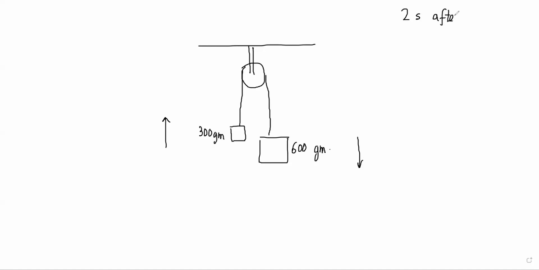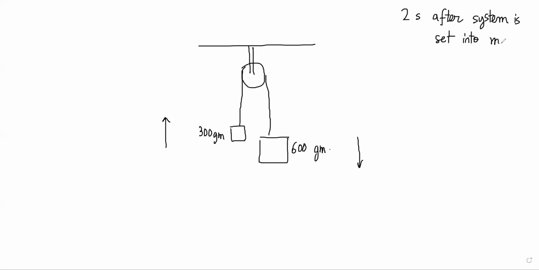So in the previous problem's Atwood machine, this was the situation: M1 and M2. M1 was 300 grams and M2 was 600 grams. The system was released from rest, so obviously this will go down and this will go up. What you have to think about is 2 seconds after it was released, after the system is set into motion.